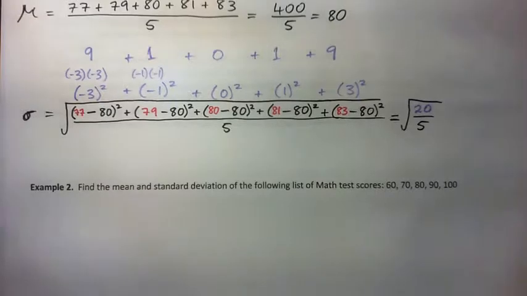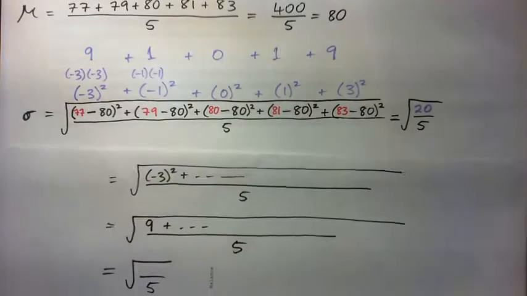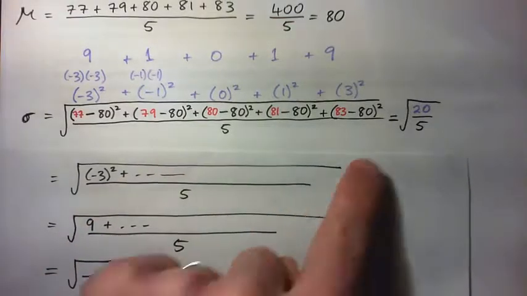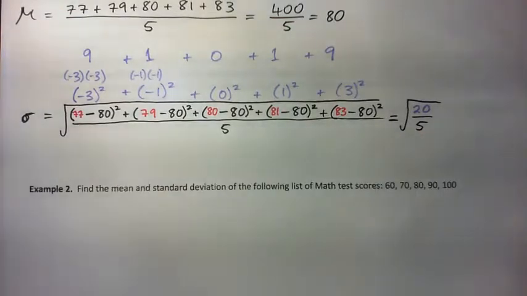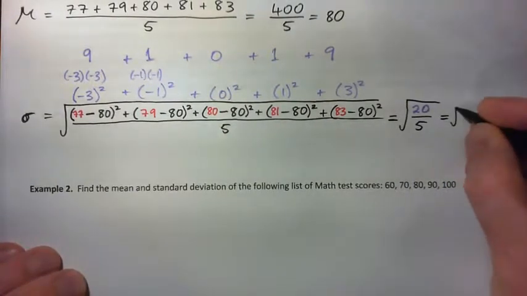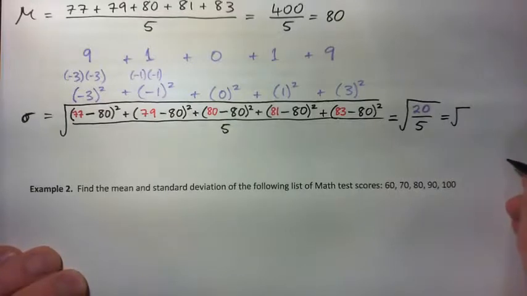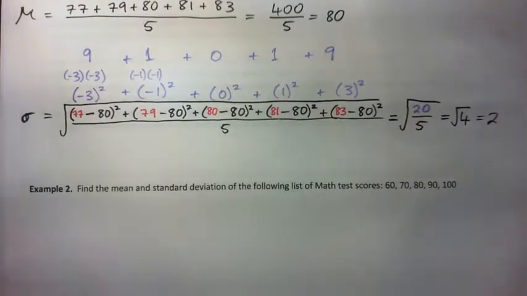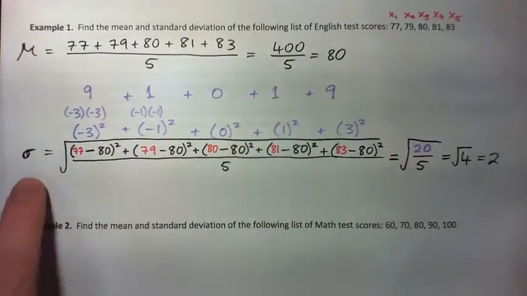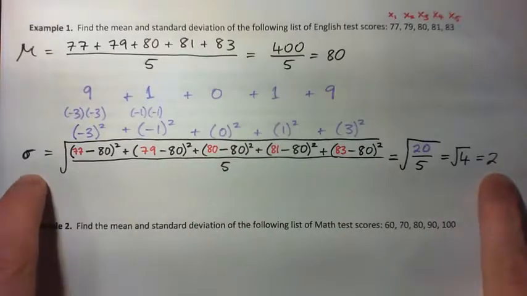And you're very welcome to just write it all out and keep doing the big square roots if you want to, but I find this is a little shorter. So root 20 over 5 makes what? Now calculate 20 over 5. 4. And the square root of 4 is 2. So our mean was 80. Our standard deviation was 2.